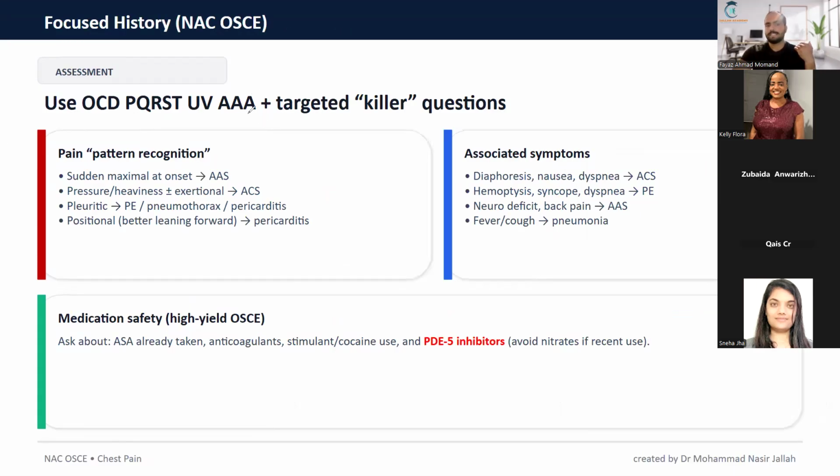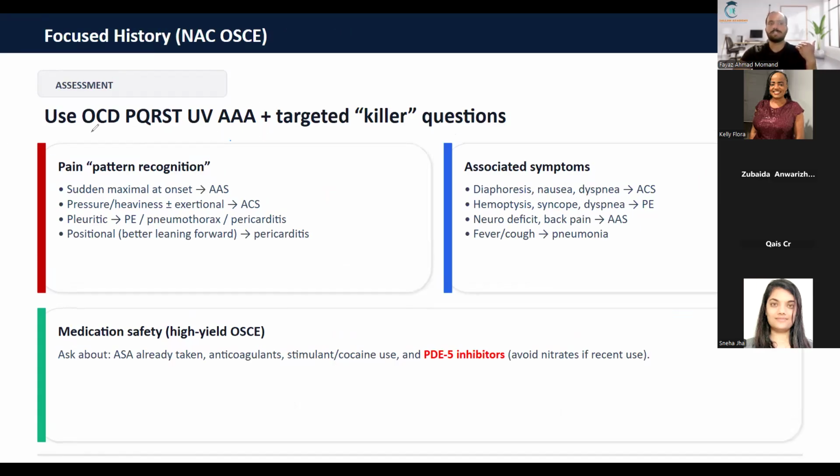For history taking, again, you can use the OCD PQRST UVAA approach, or you can use another approach. For chest pain, I personally prefer the OPQRST questioning method. It is faster and sounds more natural in chest pain.